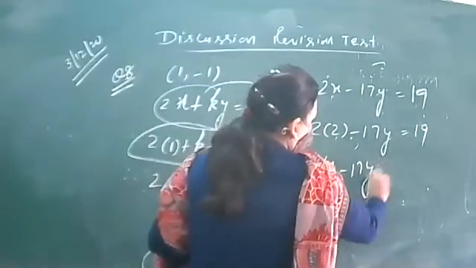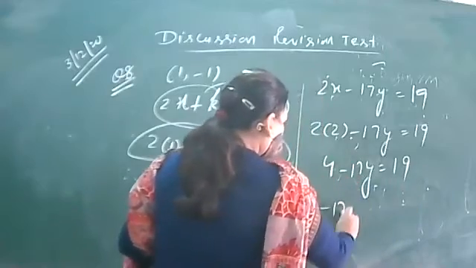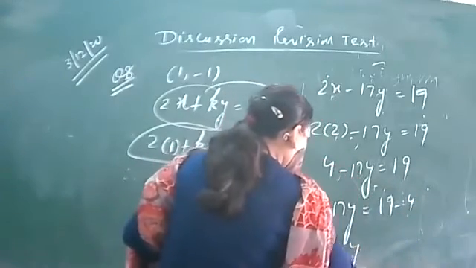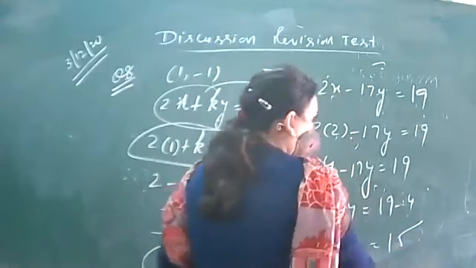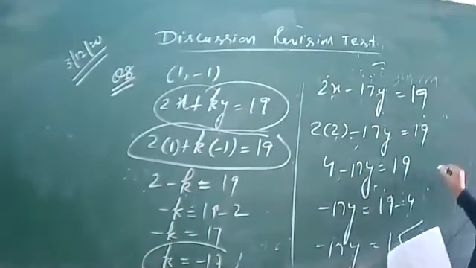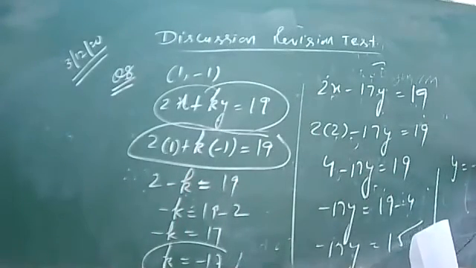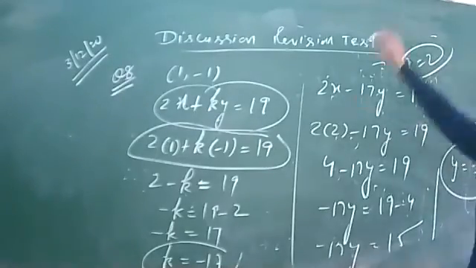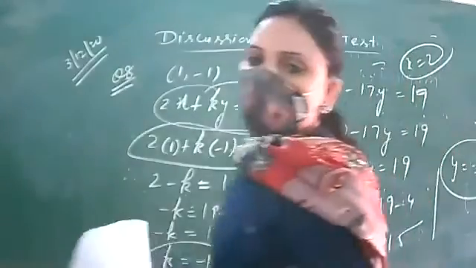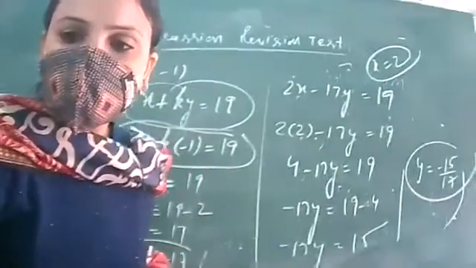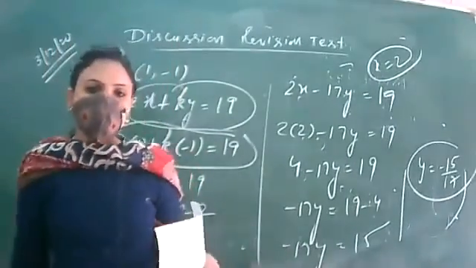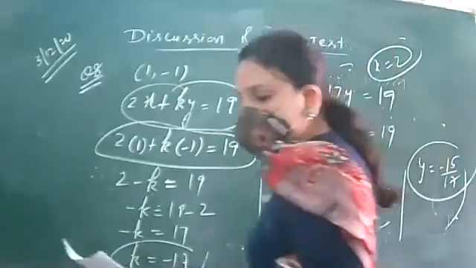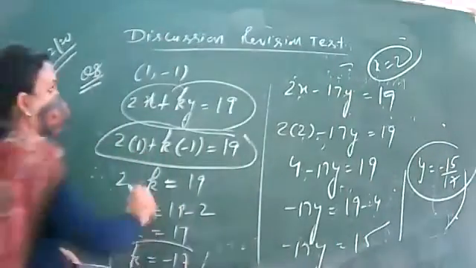4 minus 17 y equal to 19. 19 minus 4, 15. So y is equal to minus 15 by 17. x कितना लिया था हमने? 2. तो क्या सोल्यूशन बना हार्दिक? 2, minus 15 by 17 will be the solution of the given equation. Right? Let us start with the next question.